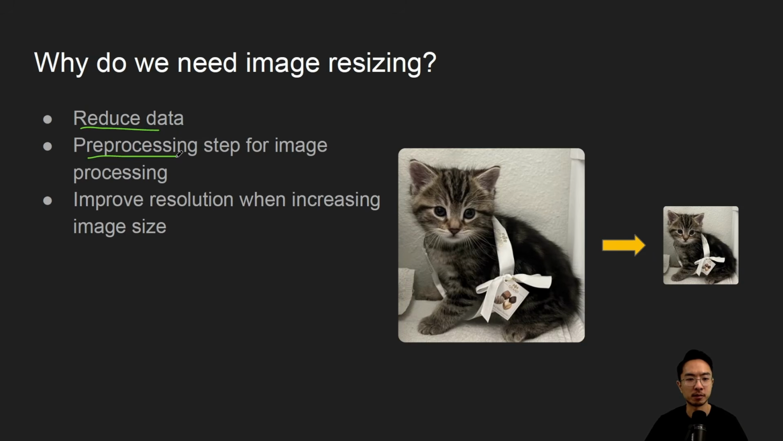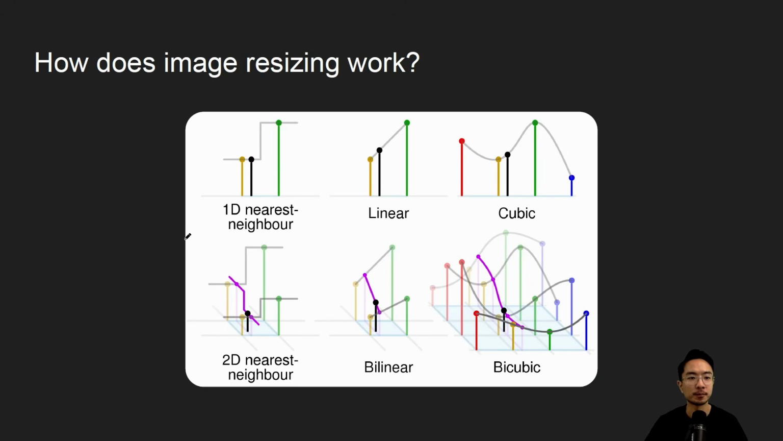It's good for pre-processing. So if you have some certain steps, maybe you don't need quite all of the large resolution, you could reduce it. You can also improve the resolution if you're trying to zoom in and it's too blurry. So there's different applications. So how does it actually work?